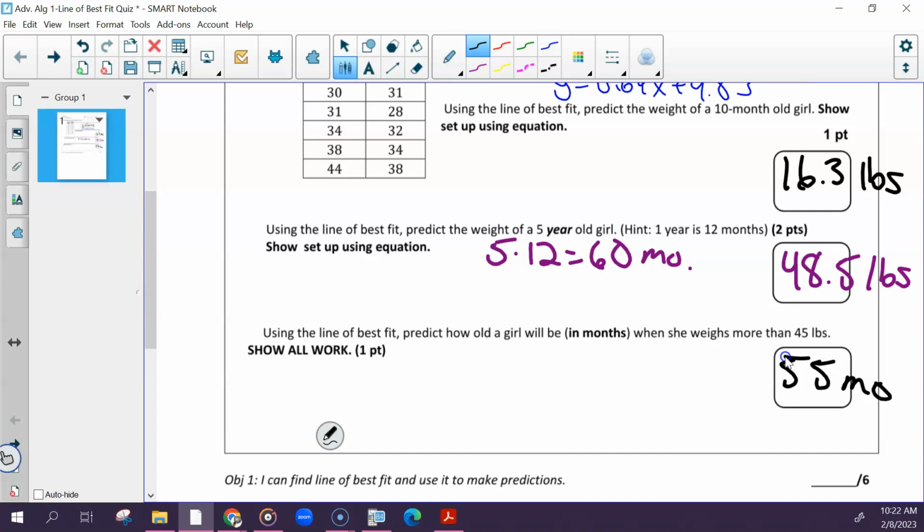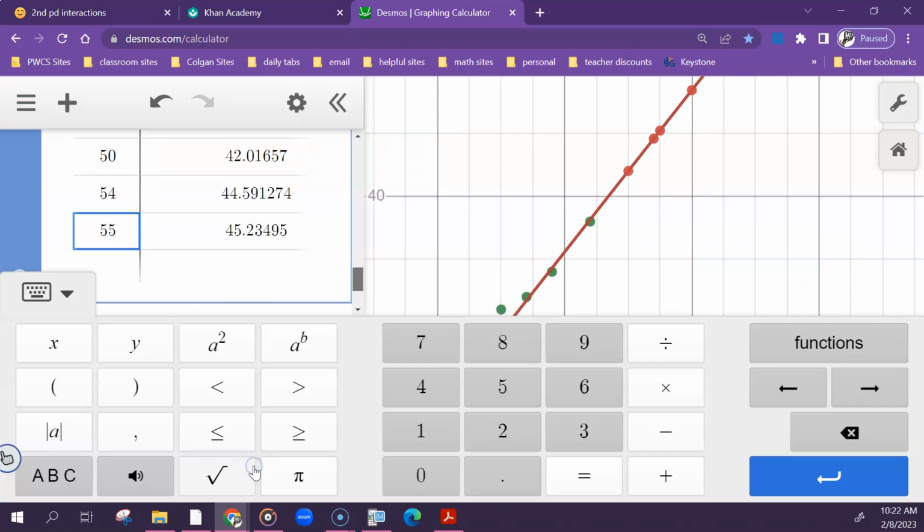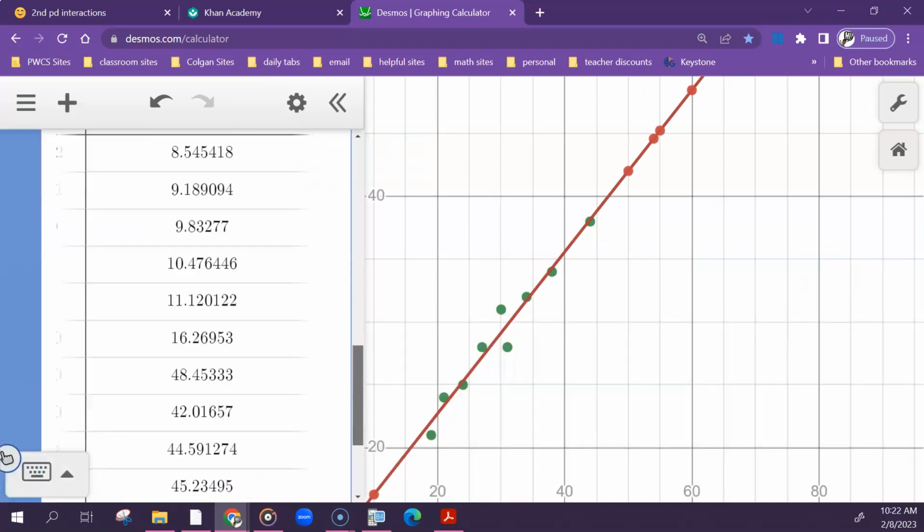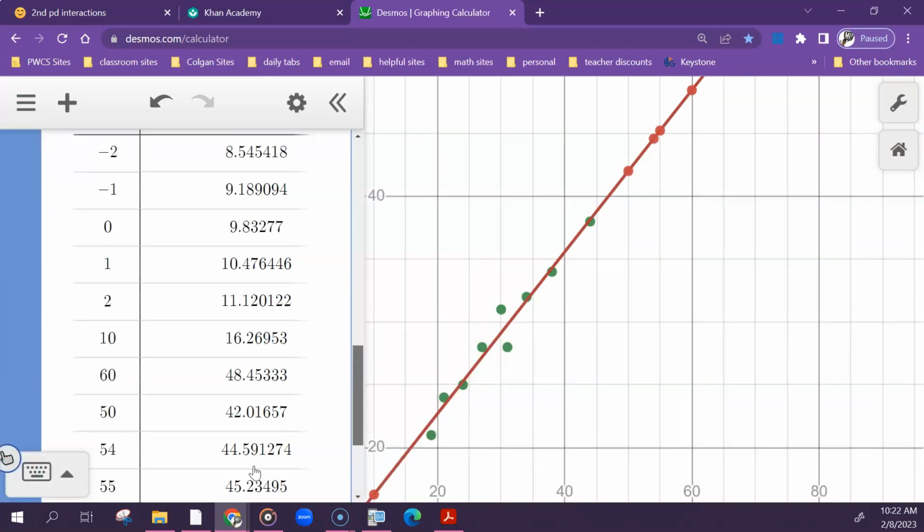Right, so all of those would have been using the Desmos table, how you show your work. Before we do the other ones, what questions do we have? If you use this method instead, so I'm going to not use this table really fast.